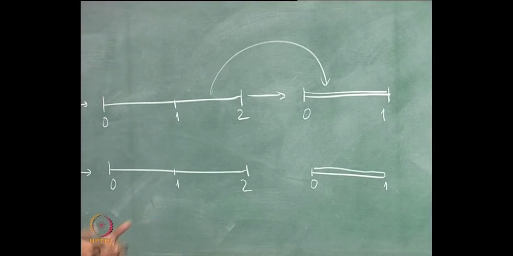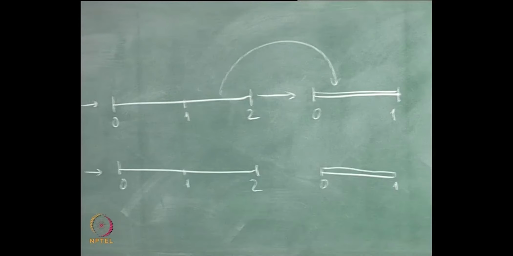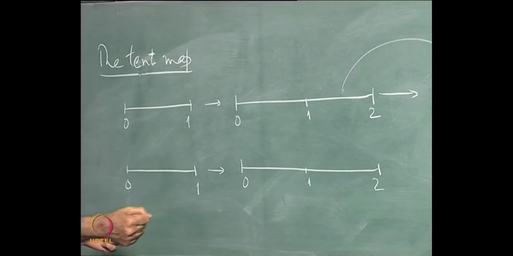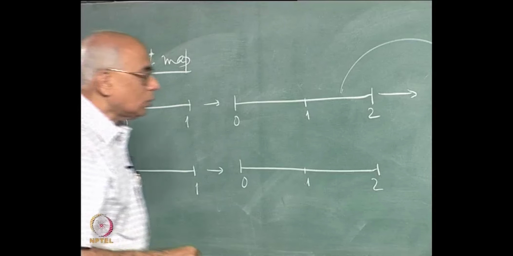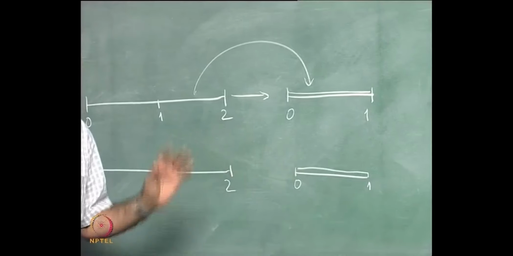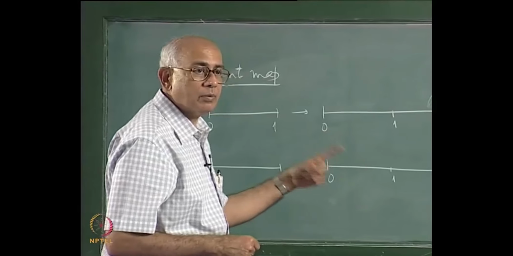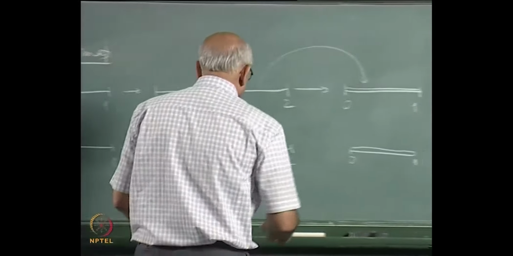So you can do it in many ways in phase space: you do the stretching and then you cut and paste, cutting and putting it back, or you stretch it and bend it back in this fashion. So these are typical mechanisms by which chaotic attractors are produced. We will see some more examples of this in higher dimensions.